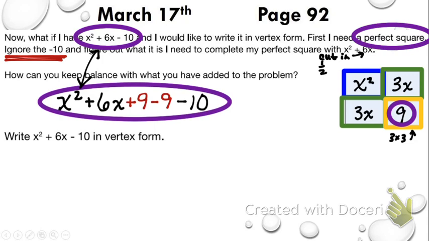Brennan, the minus 10 came from right here. I ignored it to make my box over there. Yep. I ignored it for the box. Now to write this down, I want something that's the exact same meaning as what I started with. So far, so good?